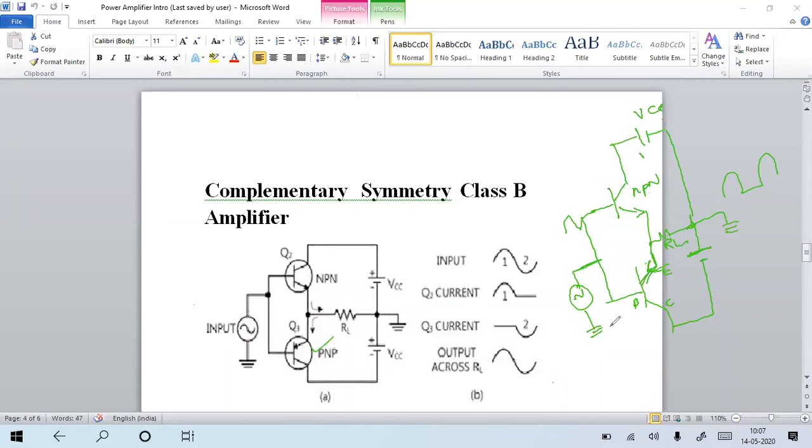Now we can see the same operation during the positive cycle of the input. What will happen? During the positive cycle of the input, transistor 1 will be on. So this is a common signal. The same input signal is given to the NPN as well as the PNP transistor.